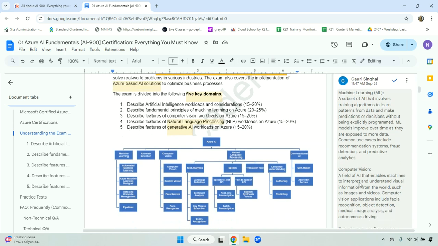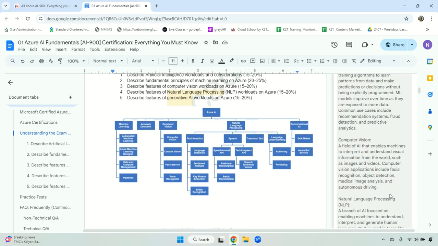In the same way, we have computer vision also. What is computer vision? It's a field of AI that enables machines to interpret and understand visual information from the world. Computer vision is a field of AI where machines interpret and understand visual information. For example, if I provide an image, they can interpret or understand some visual information out of it, or out of videos. That is what computer vision talks about.